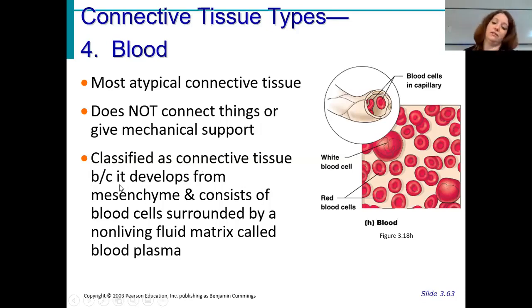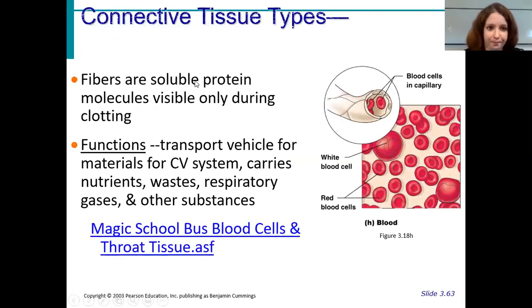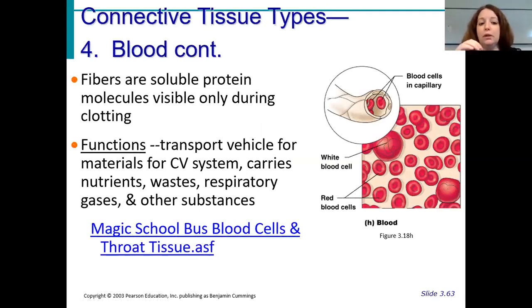It is classified as a connective tissue because it develops from that mesenchyme and consists of blood cells surrounded by a non-living fluid matrix called the blood plasma. And these are red blood cells, and these are macrophages, or neutrophils. This is a B cell or a T cell. They do look different. The fibers that you don't see running through the blood are actually soluble protein, and they're visible only in clotting. And we know the reason for it. You know the functions of blood. But if you don't, they're right there.